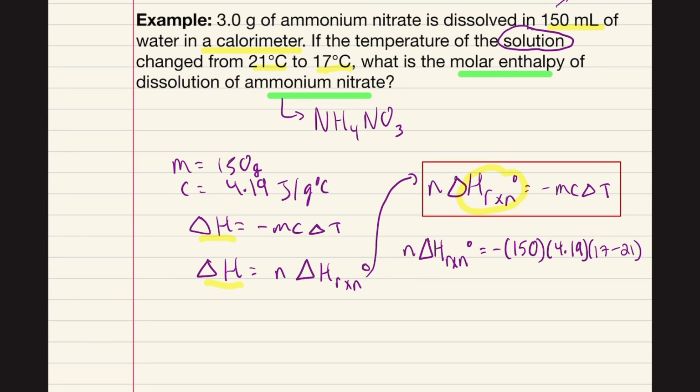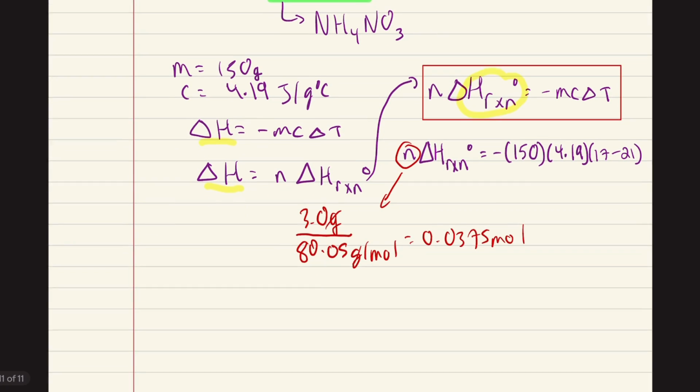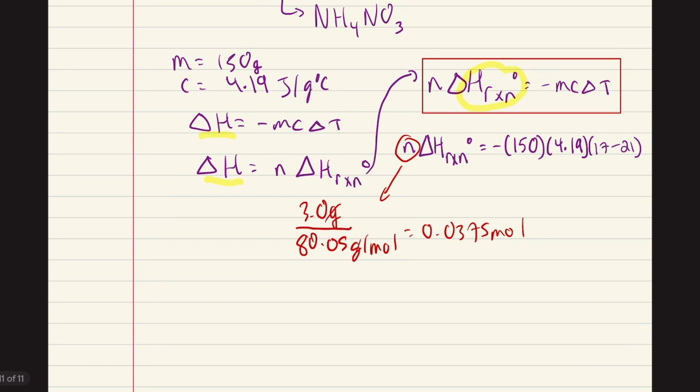Next, I'm going to take the grams of ammonium nitrate. I'm going to convert it to moles, and that would be 3.0 grams divided by the molar mass from the periodic table, 80.05 grams per mole. And then that gives me a value of about 0.0375 moles.